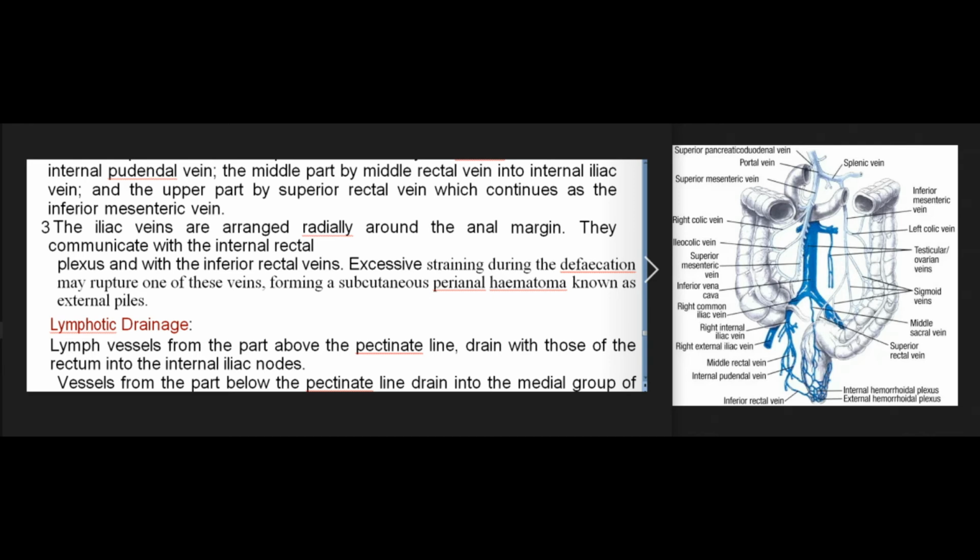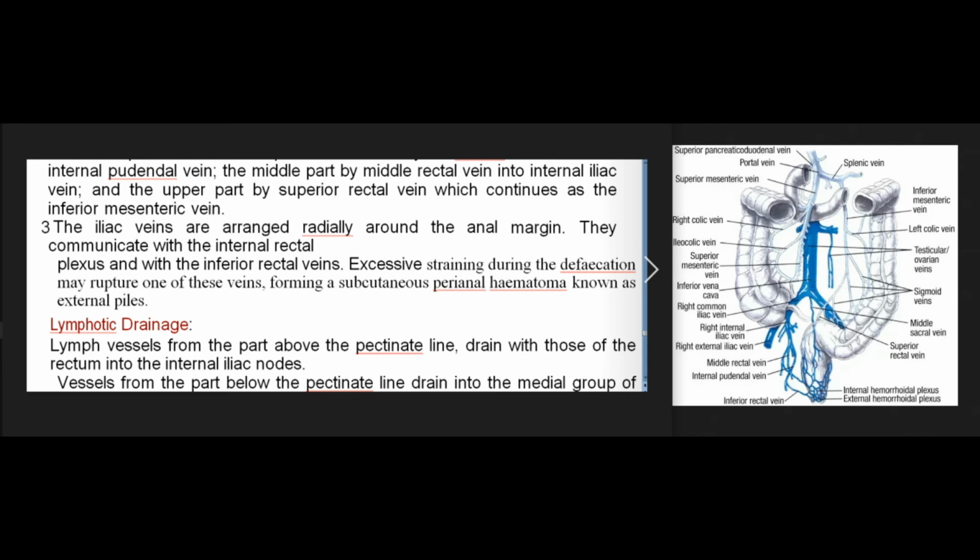3. The veins are arranged radially around the anal margin. They communicate with the internal rectal plexus and with the inferior rectal veins. Excessive straining during defecation may rupture one of these veins, forming a subcutaneous perianal hematoma known as external piles.